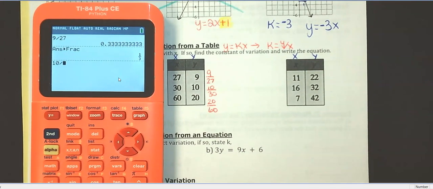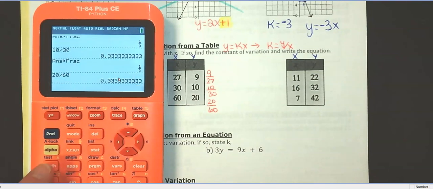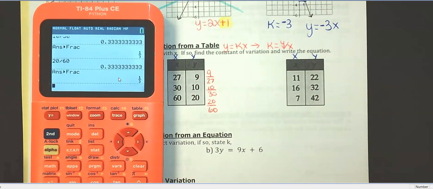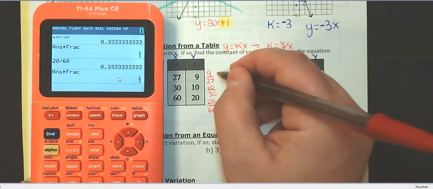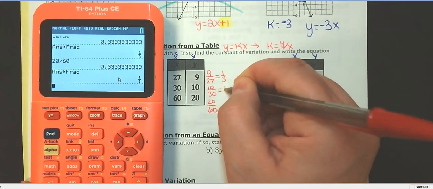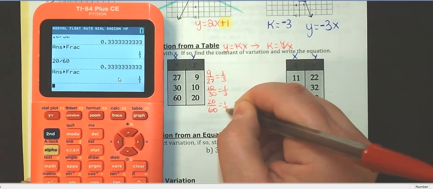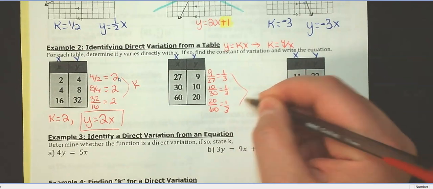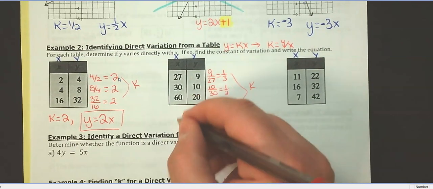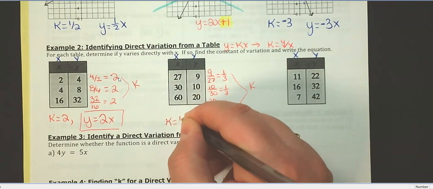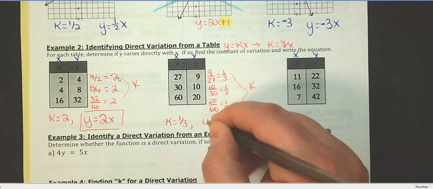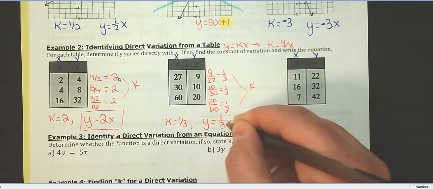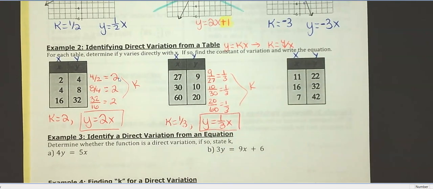I know these are easy fractions to reduce, but like 10 over 30, I hit math, enter, enter, it's 1/3. I do 20 over 60, hit math, enter, enter, it'll tell me it's 1/3. So all three of these reduce to 1/3. As long as they're all the same, that is going to indicate to you got a direct relationship, and that number is your k value. So for this second example here, the k value would be 1/3. So I could just go ahead and write y equals 1/3 x as an equation for that table.